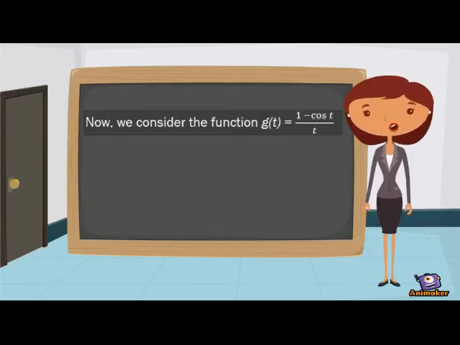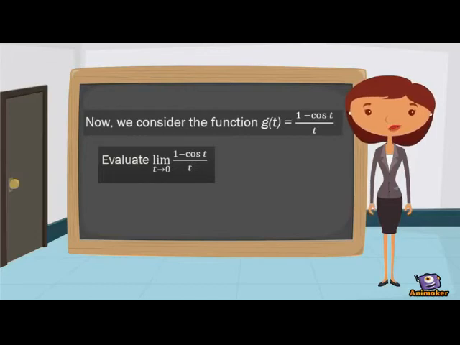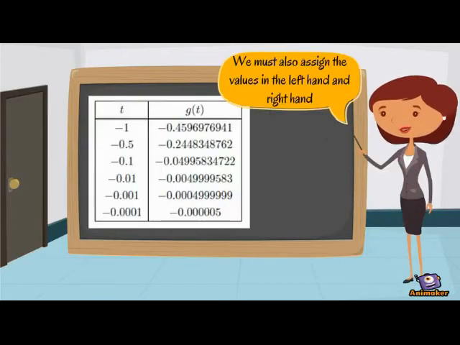Now, consider the function g of t equals 1 minus cosine t over t. Just like the first example, we must apply the limit as t approaches 0. So the limit as t approaches 0 of 1 minus cosine t over t. We must also assign the values in the left hand and the right hand. First, let us go to the negative values, or left hand, in the number line. So here are the values and their corresponding answers.